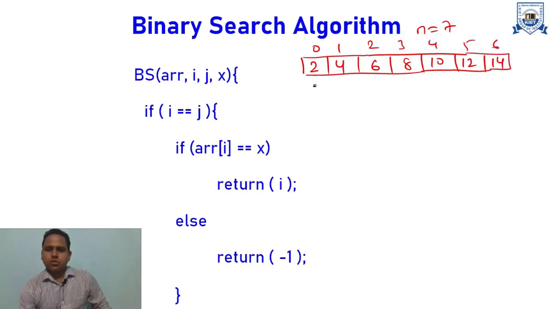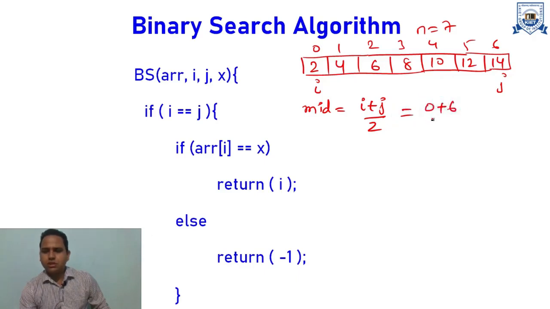We have two variables, i and j. The i will point to the lower bound, that is at index 0, and j will point to the upper bound, that is at index 6. So this is the i and j we are using. Now we are finding the mid. Mid will simply be i plus j by 2. With i being 0 and j being 6, divided by 2, the answer is 3. So the third index is our mid.